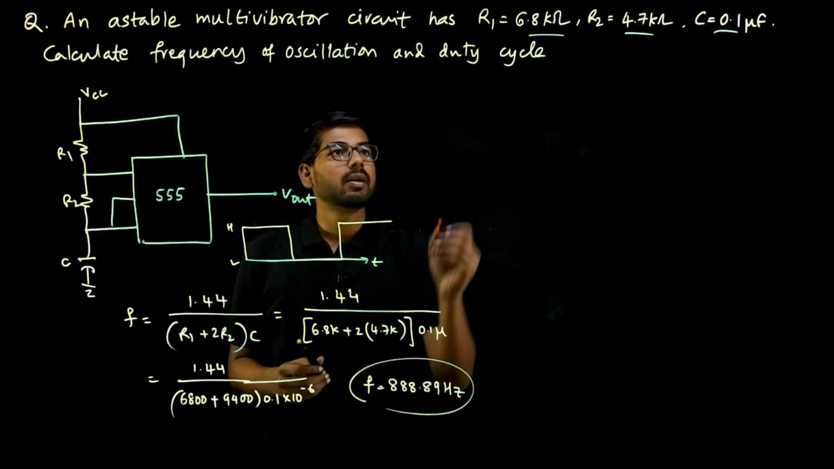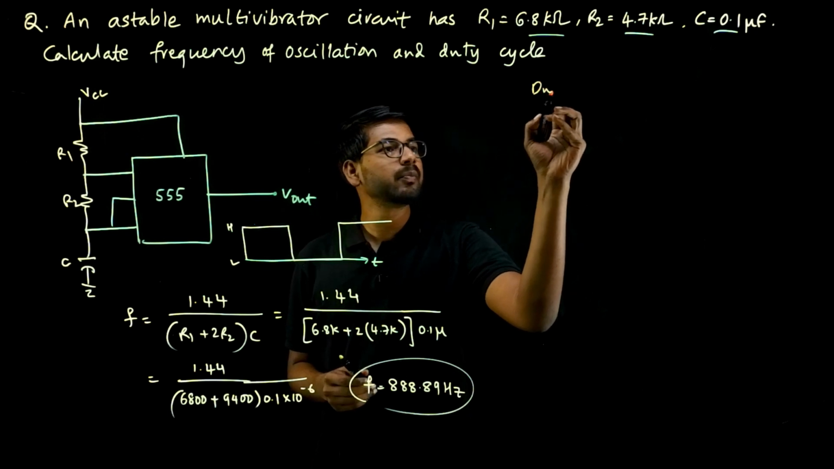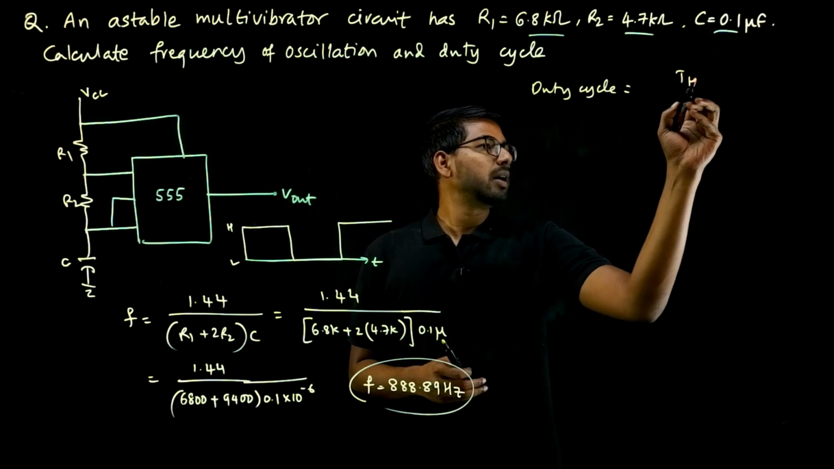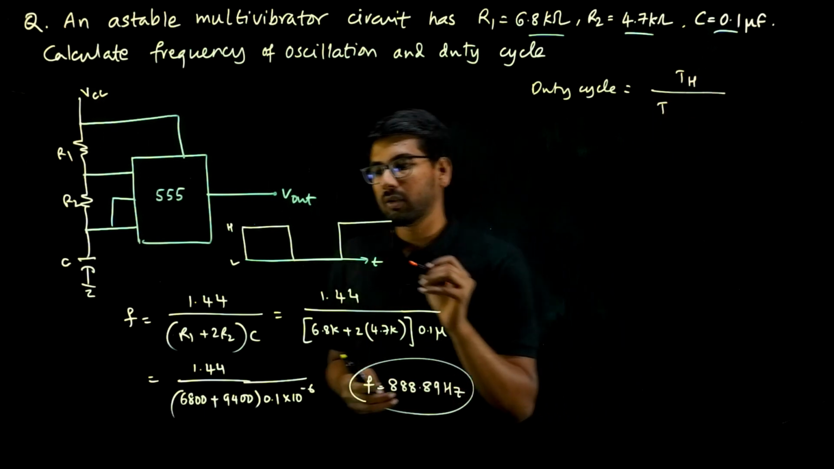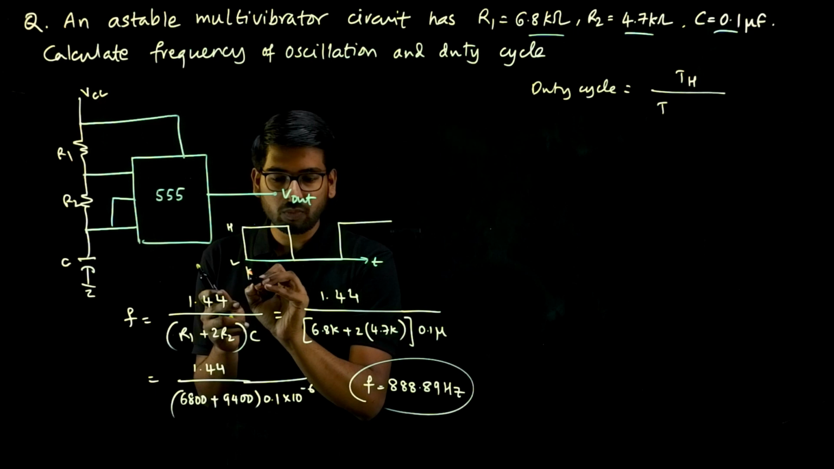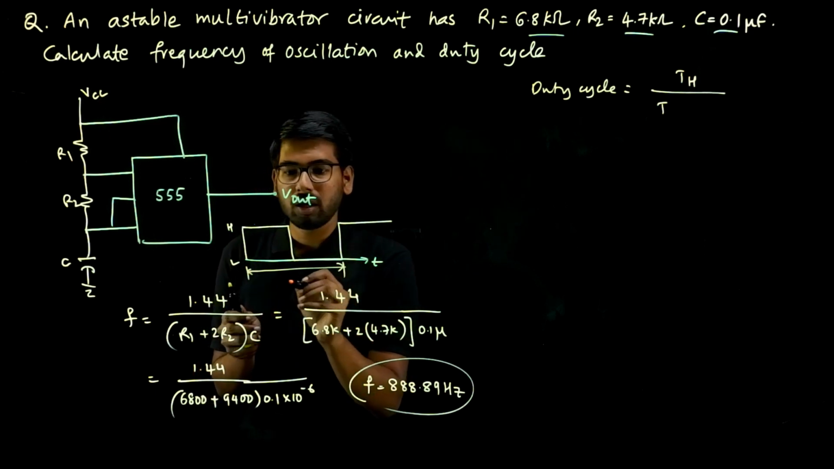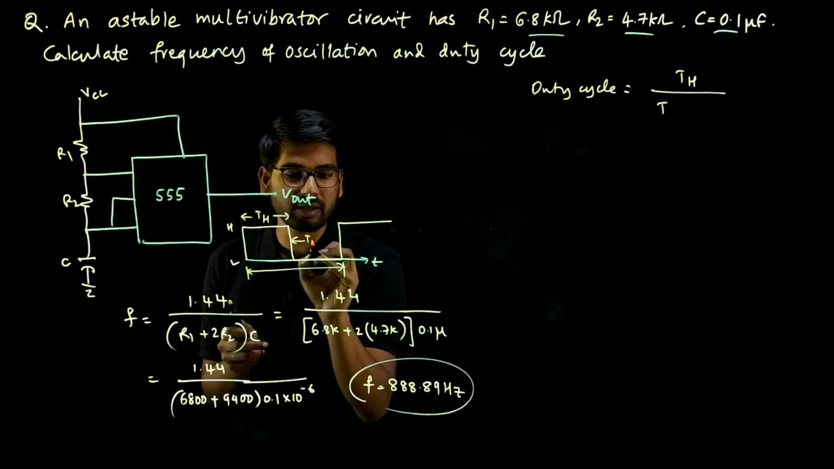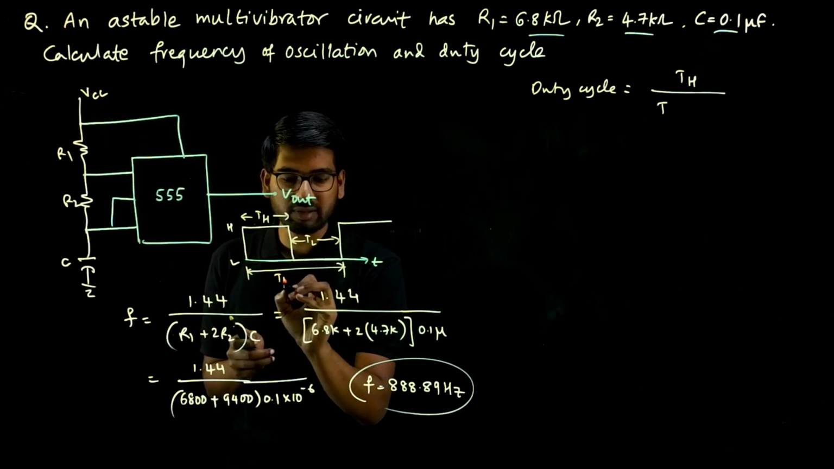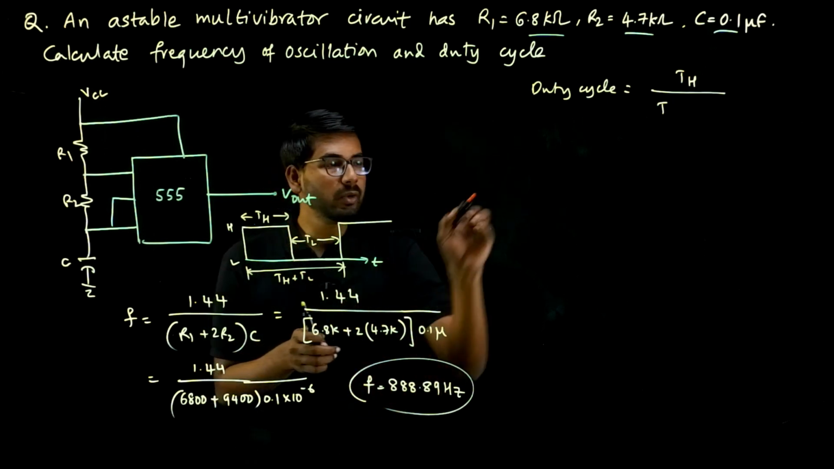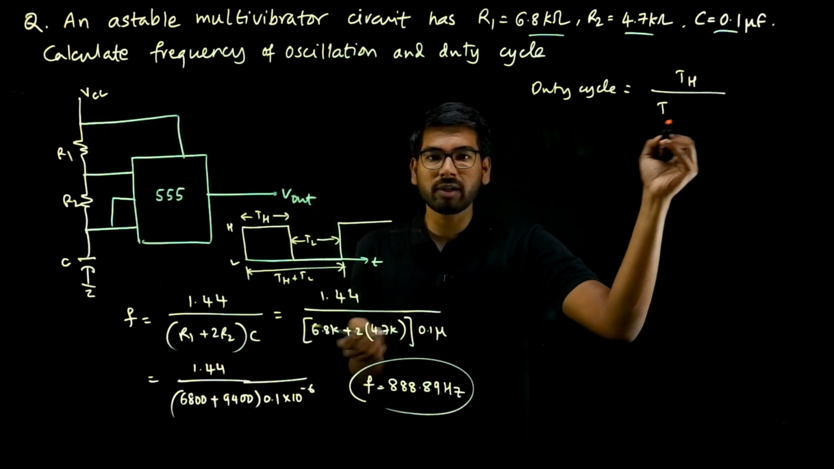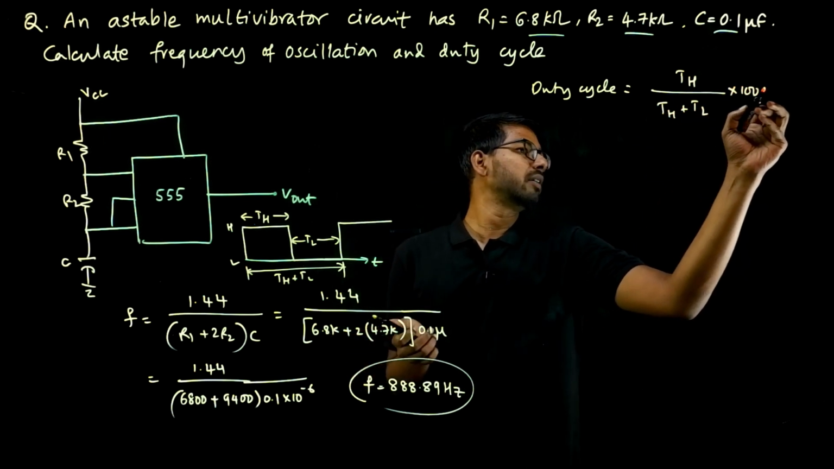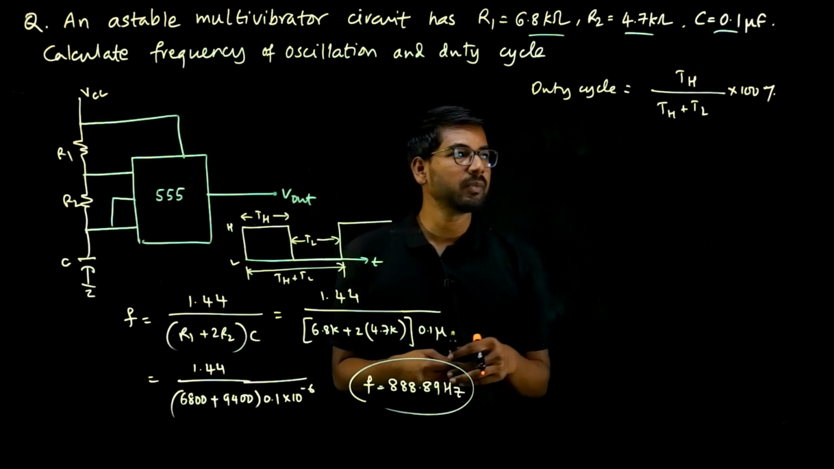Then what else is asked? Duty cycle. So what is duty cycle? Duty cycle is time high by total time. In one cycle, for how long the voltage is high, that is time high, and for how long the voltage is low, that is time low. Total time is time high plus time low. Duty cycle is the ratio of time high by total time, that is time high over (time high plus time low), into 100%. Duty cycle is given in percent.